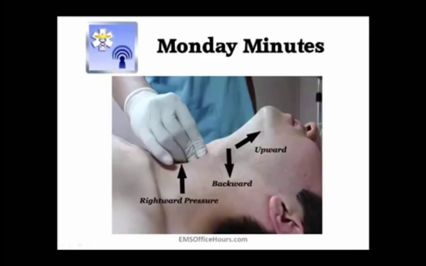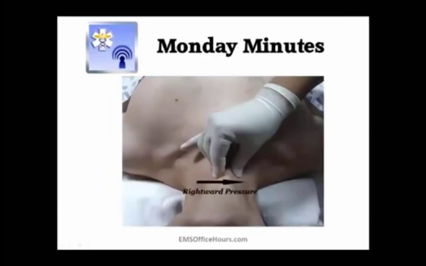Now here's another quick picture of the rightward pressure, just so you can see what you're doing. You want to grab onto the cricoid cartilage, the cricoid ring there. You'll feel it where you would normally do, let's say, your needle cric. Right there is where you're going to push. You're going to push down on it, push upward, and then towards the right. And I think you're going to find that it's going to bring those vocal cords into view for you.